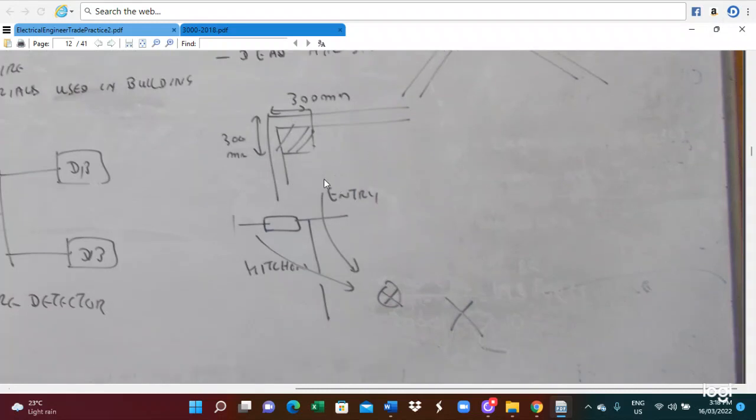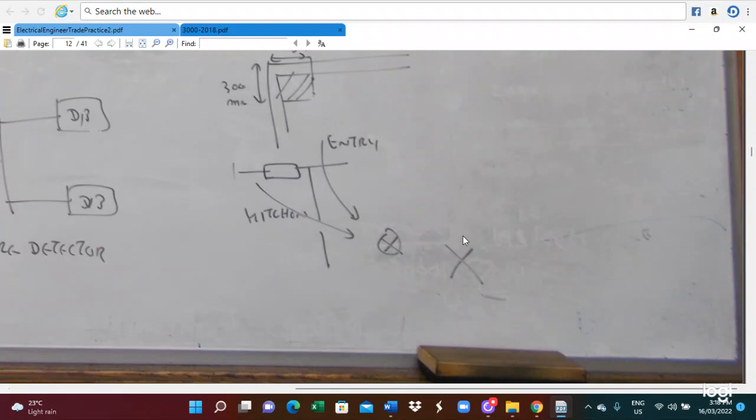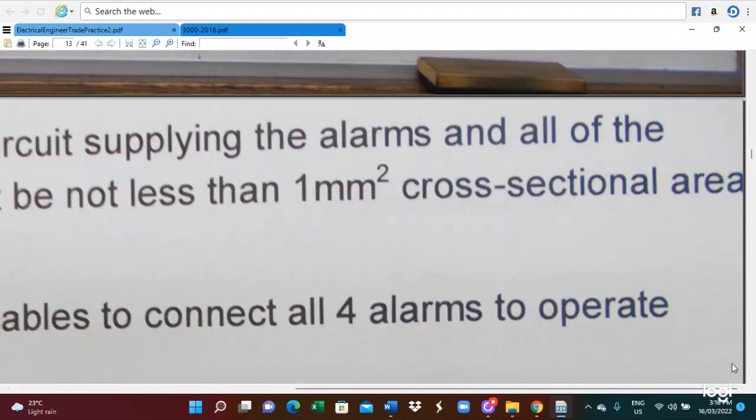Sometimes at the kitchen, if you install it in front of the kitchen, the kitchen has normal smoke. The smoke detector will only sense the kitchen smoke and send a wrong signal. This is why we cannot install that kind of smoke detector close to the kitchen. This is also an important aspect.